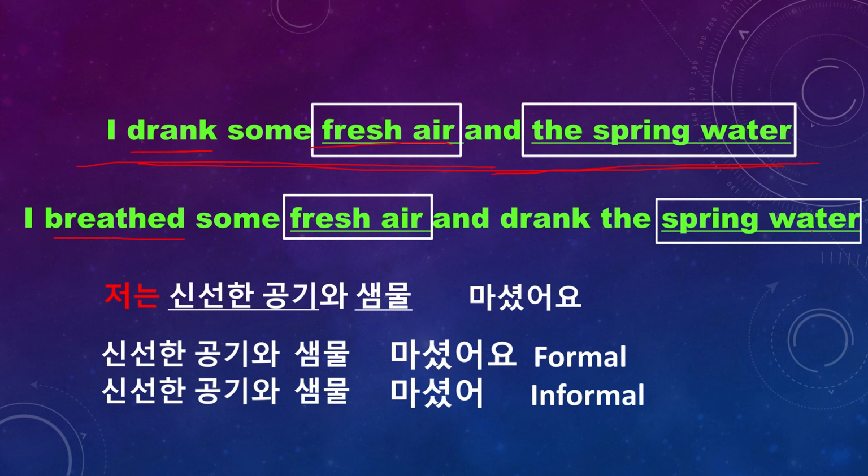But how about Korean? The fresh air, 신선한 공기, and spring water, 샘물, are the key factors. In the previous slide, I said the Korean verb, the predicate, has multiple meanings. So fresh air, spring water, 마시다. Those are objects, so we need the object marker particle 을.